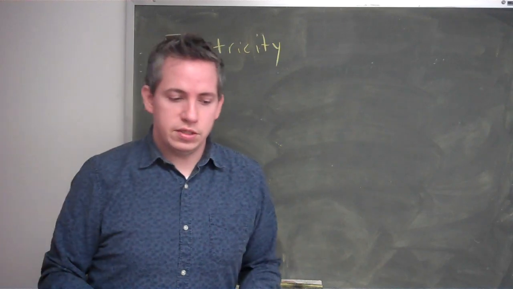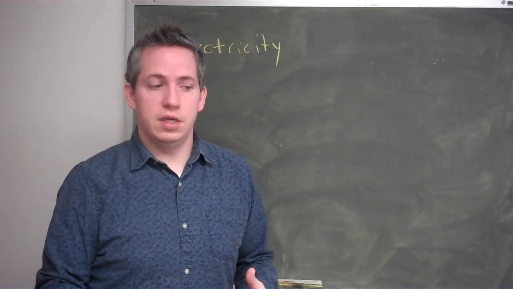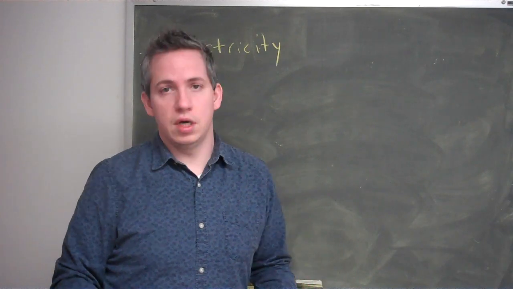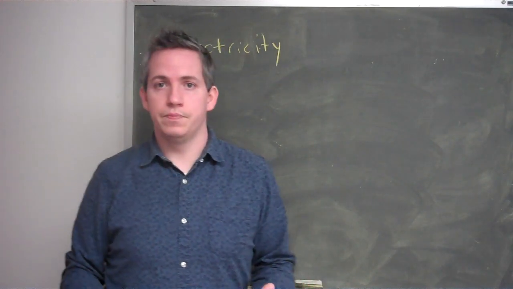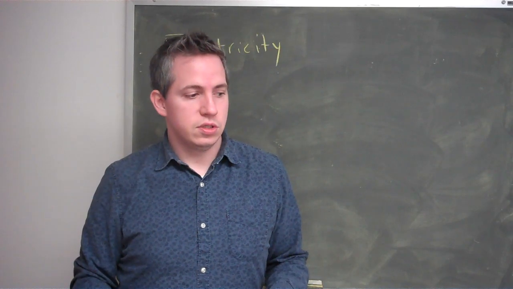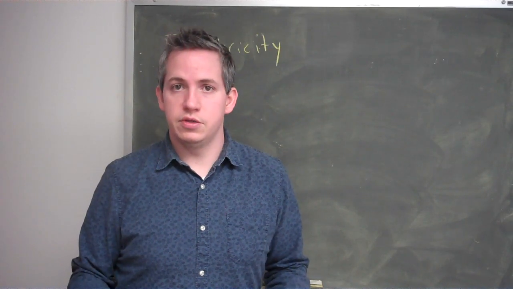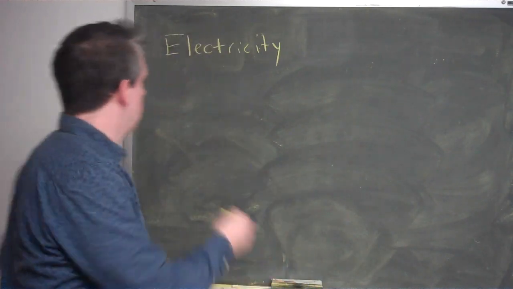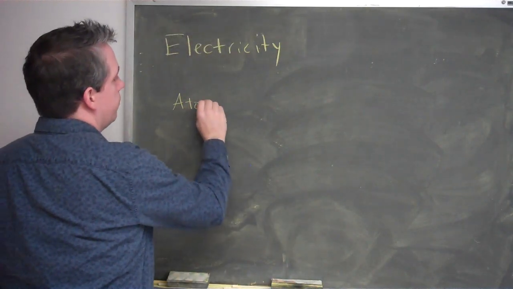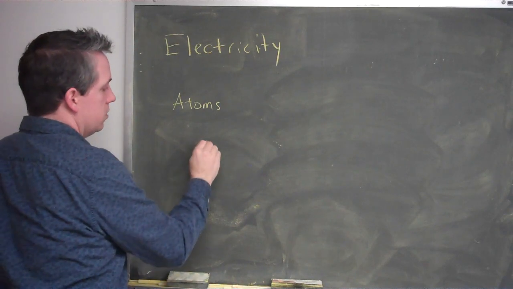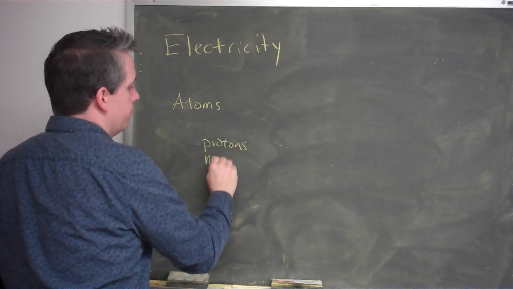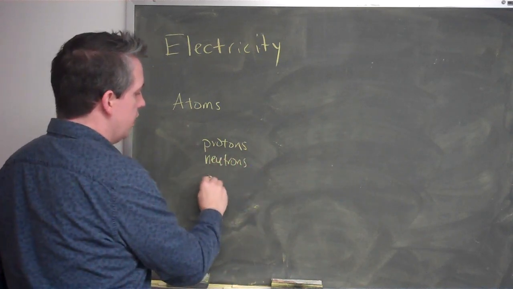So one of the first things to realize is that electricity runs through some type of circuit. We're going to be talking mostly about electrical circuits. To understand electricity, one of the best ways is to think about what electricity is at an atomic level. So if we look inside the atoms, we have protons, we have neutrons, and we have electrons.